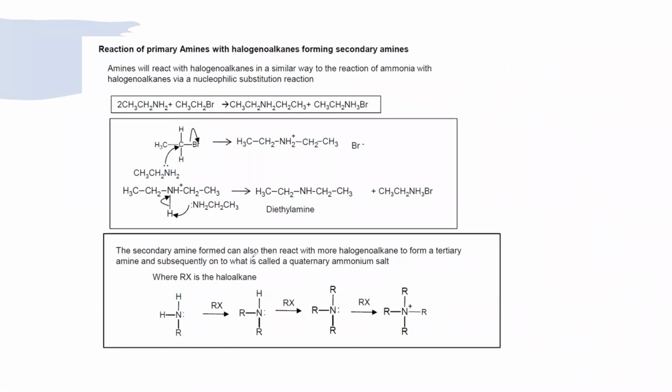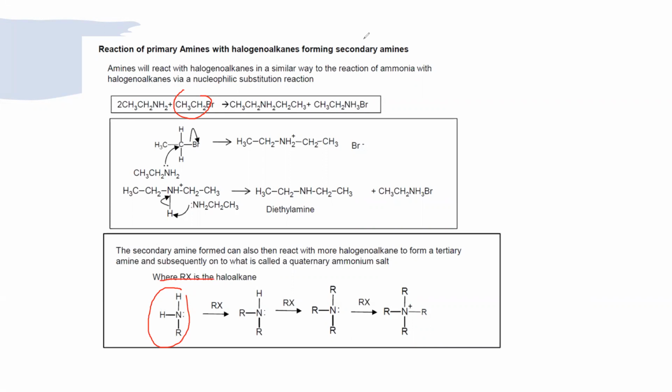The secondary amine formed can also react with more halogen alkane to form a tertiary amine, and subsequently four carbon chains are attached to nitrogen. We call that a quaternary ammonium salt. So if we have a limited amount of halogen alkane, and a limited amount of amine like ethylamine or methylamine, then this will result in the formation of multiple substitution.